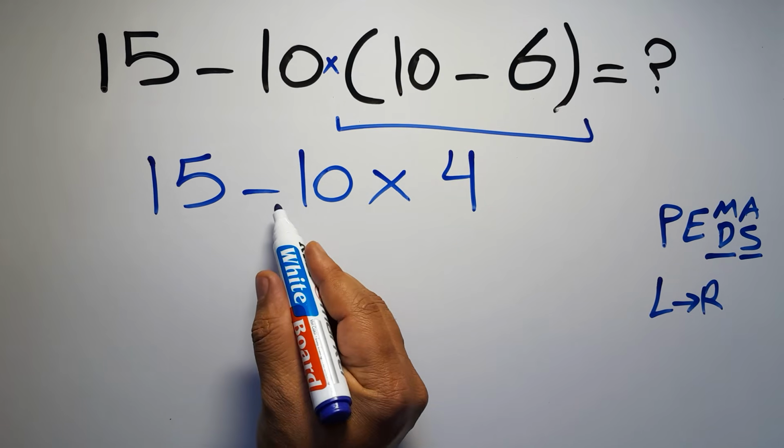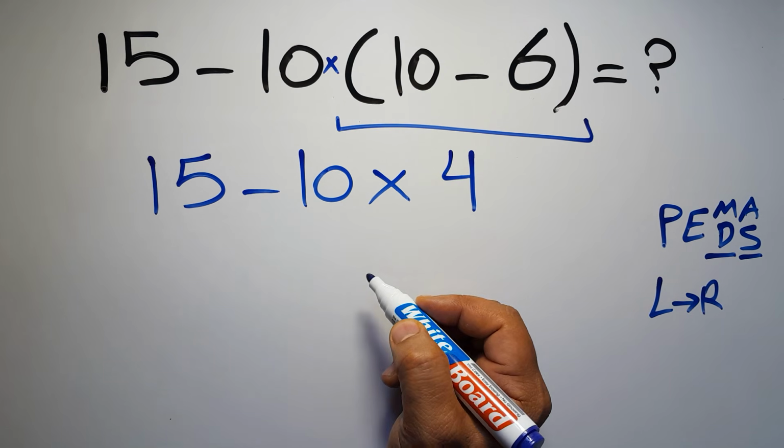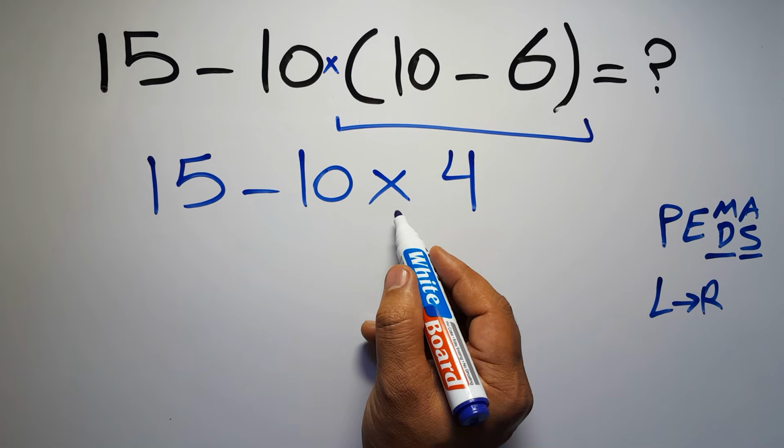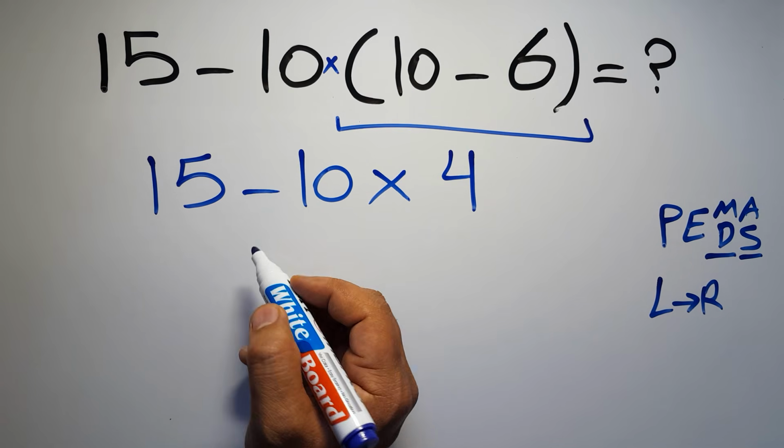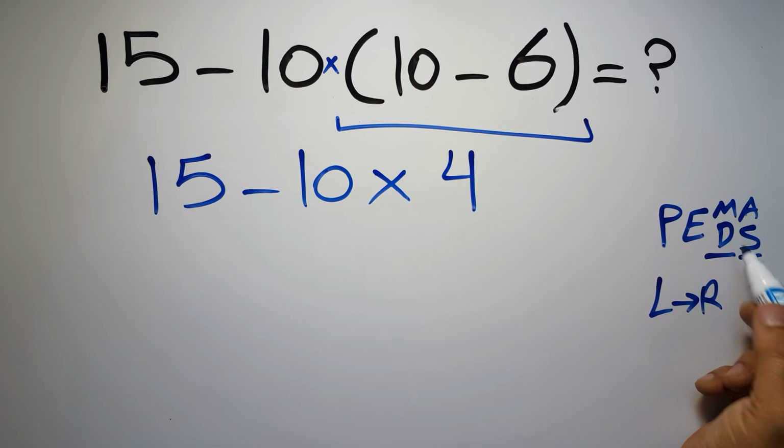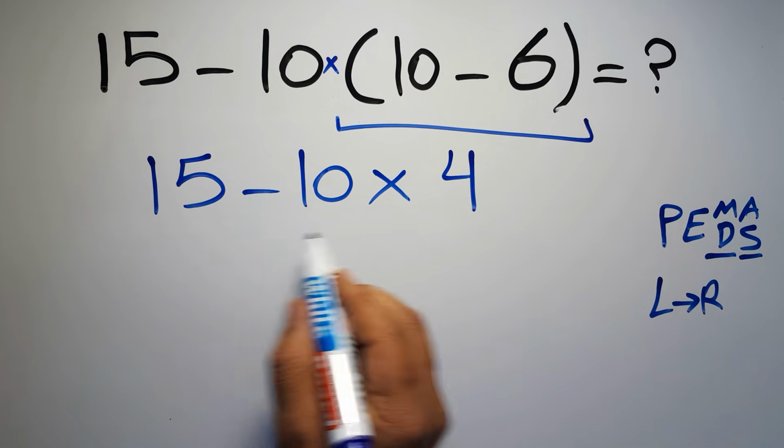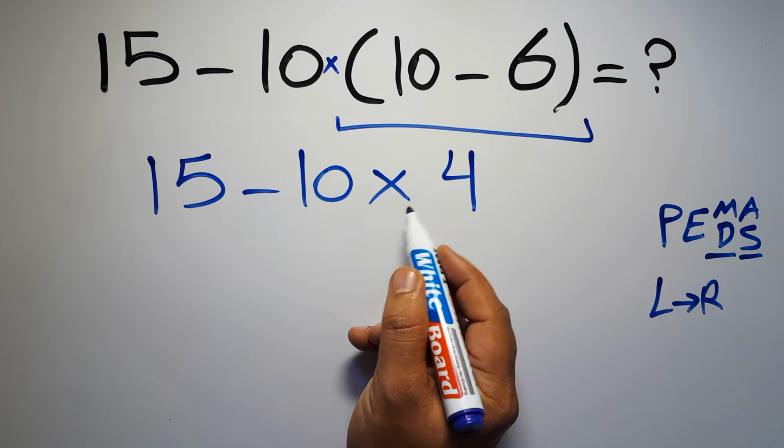Now we have one subtraction and one multiplication. According to the PEMDAS, multiplication has higher priority than subtraction, because multiplication comes before subtraction. So here first we have to do this multiplication.